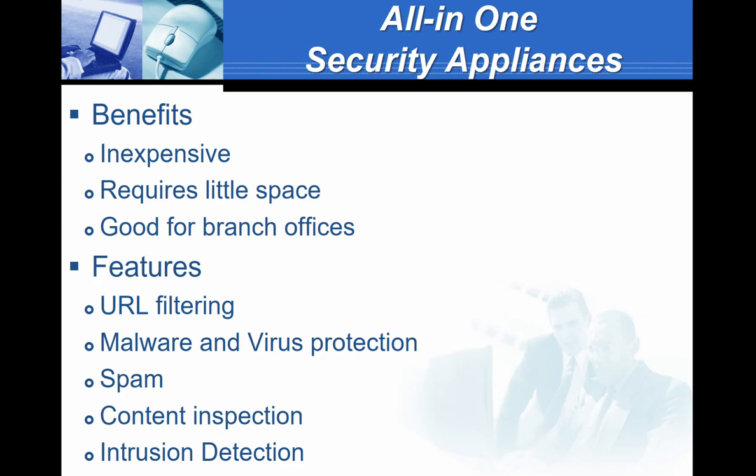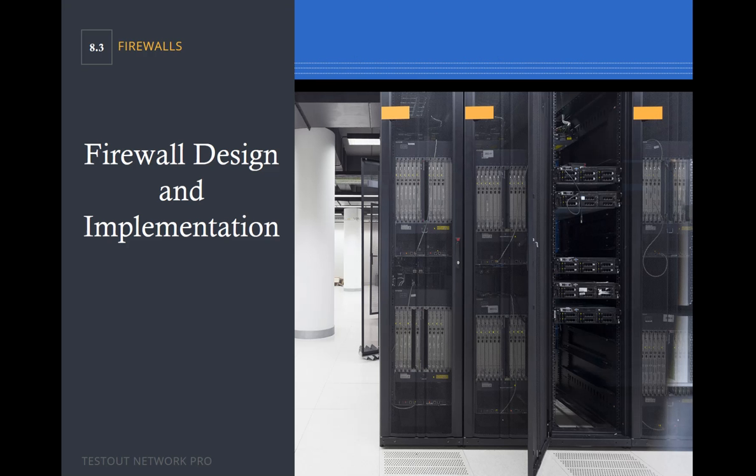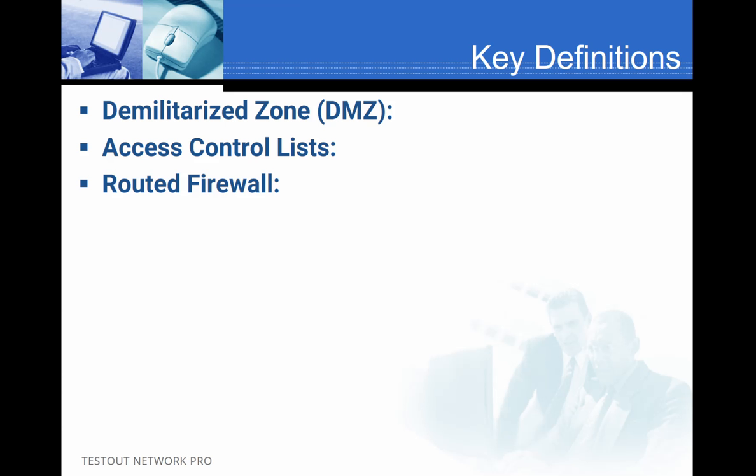So we have security appliances, all in one. The benefits: obviously, all in one is less expensive than having to do 5 different boxes, requires little space, and it's good for one branch office. You've got the standard URL filtering, malware, spam, content inspection, and importantly, intrusion detection. So here's your design. The DMZ is when you have a web server in there. And of course, we talked about access control lists and a routed firewall.